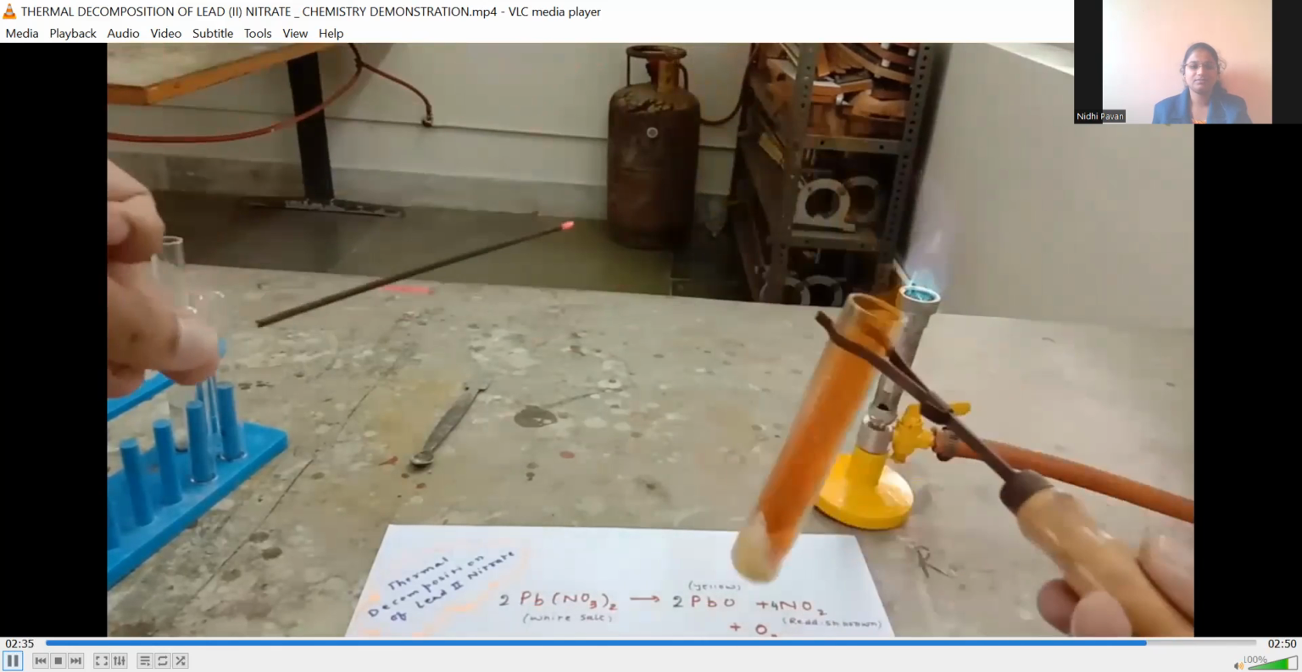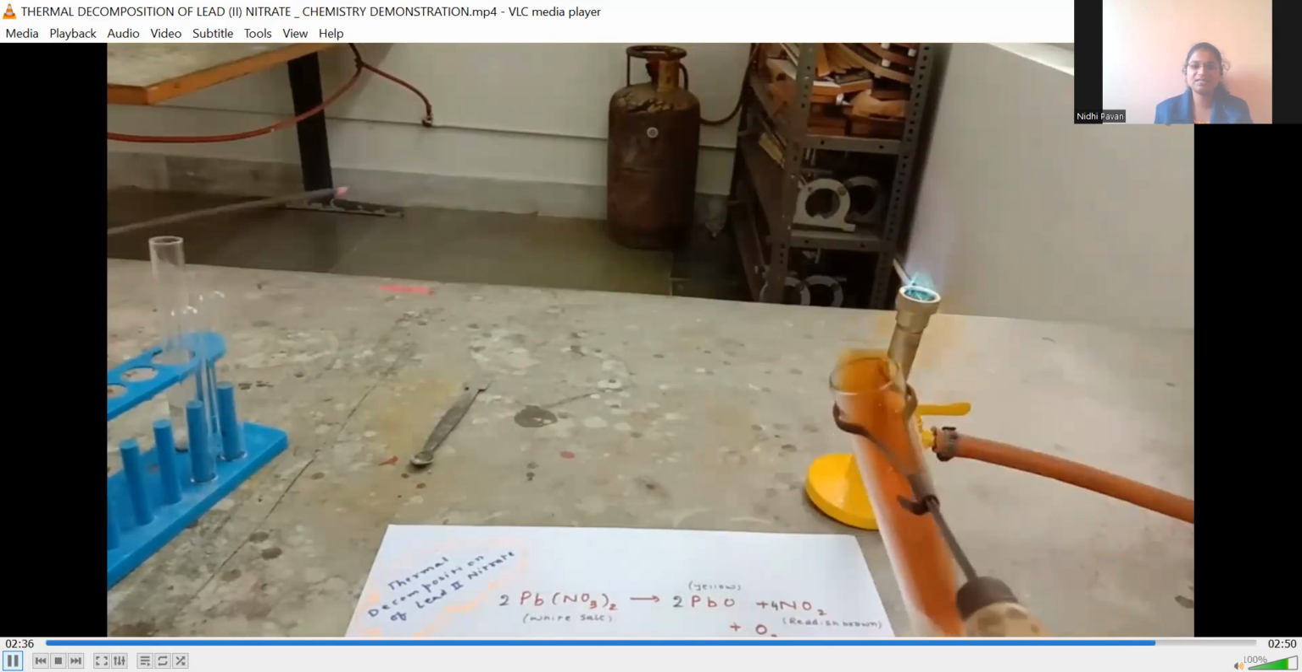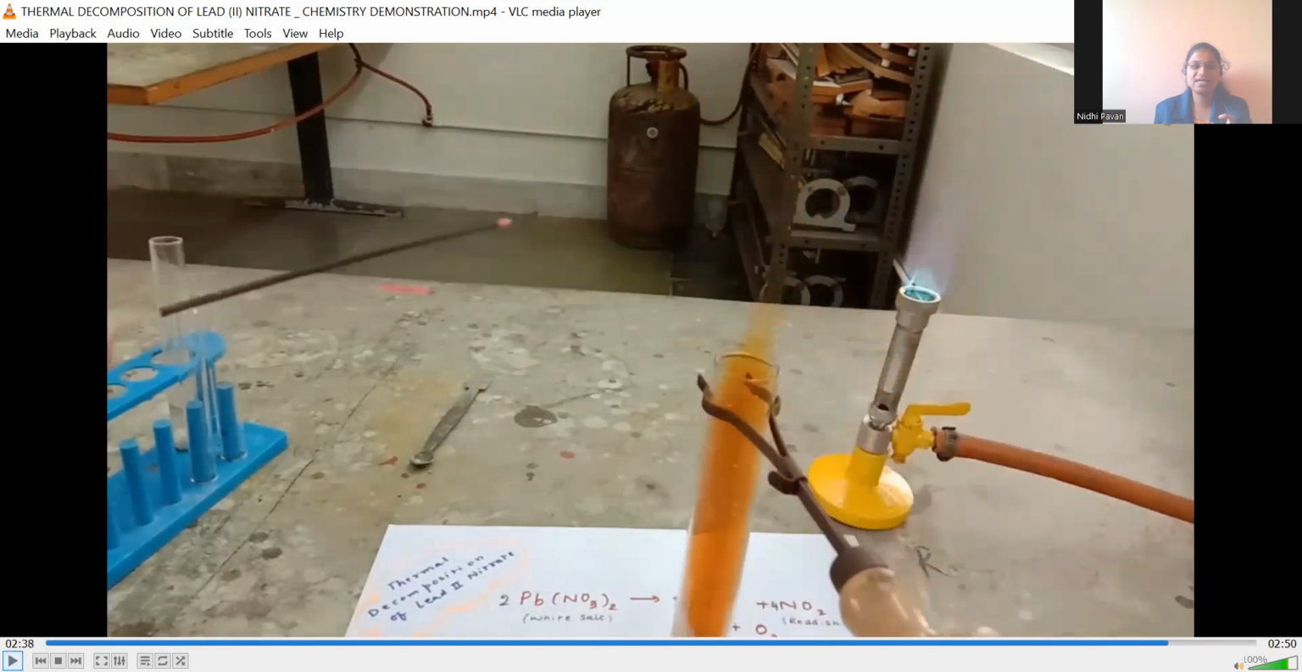So hopefully guys, you have understood the demonstration. This is regarding nitrogen dioxide, the reddish brown fumes whatever you are seeing. Please make sure that these reddish brown nitrogen dioxide vapors should not be inhaled because these are toxic. So this activity shows us the thermal decomposition of lead nitrate into lead oxide, nitrogen dioxide, and oxygen. This is about the thermal decomposition reaction.